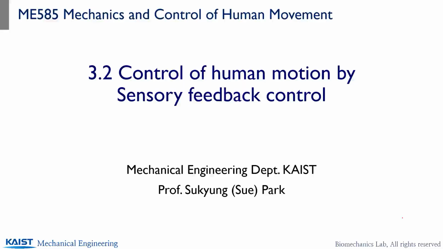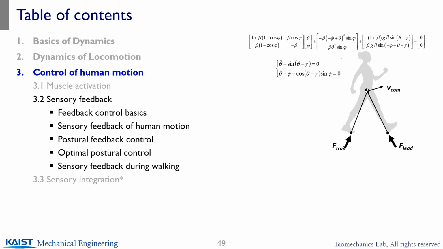Hi, this time we are going to study the control of human motion by sensory feedback control. So for the first two chapters, we learned how the dynamics principle could be used to understand human motion, and especially human locomotion like walking and running. And we know that those passive dynamics are not really actually the human body movements; they involve very complicated control.